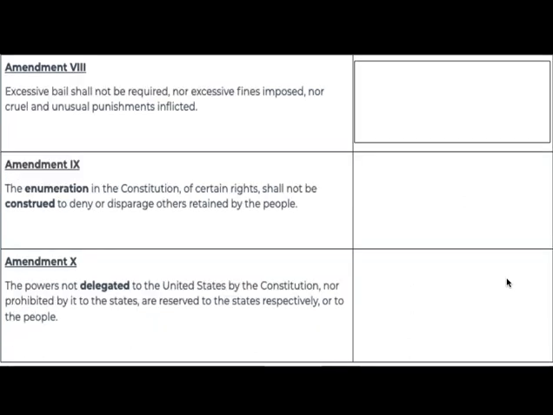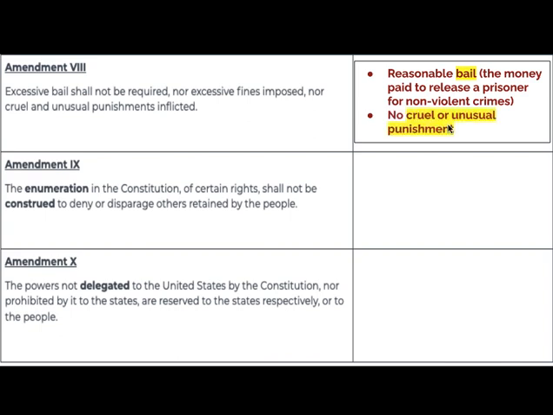Okay, last 3 here, almost done. The 8th Amendment prevents the government from using something called excessive bail. It says that people have the right to reasonable bail, meaning the money paid to release a prisoner for nonviolent crimes. And this is probably the most important part of the 8th Amendment here, no cruel or unusual punishment.